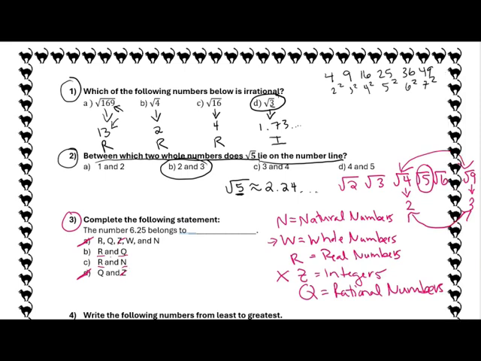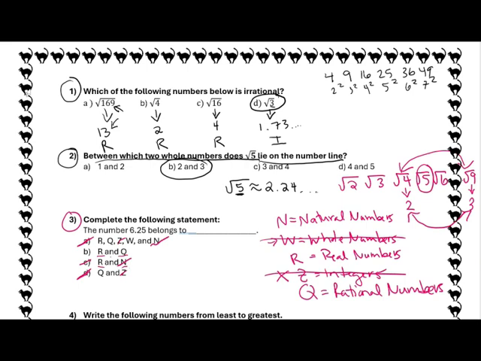Okay, there's no W in what's left, so I know I can just cross off whole numbers, and with that I can cross off the integers. So I'm left with natural numbers, real numbers, rational. Well, natural numbers are like whole counting numbers, like 0, 1, 2, 3, 4, and it's in this list right there and right there, so I know it can't be C.